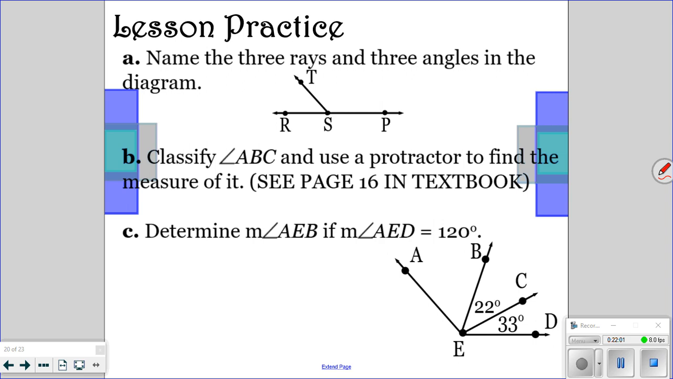So now we're going to look at some practice problems. So y'all try these by yourselves and then unpause the video and I'll go over how to do them. So for part A, there are only 3 rays that are shown. Well, there are more, but it says pick 3. So one of them would be ray ST. One of them could be SP. That would be the ray from here to here. One of them you can name as SR. That would be going from here to here.